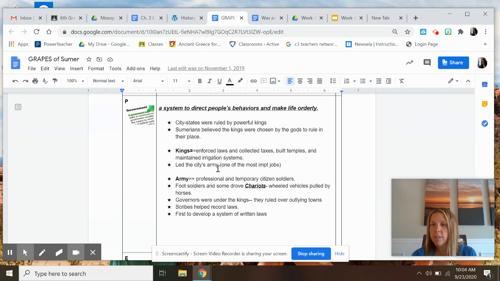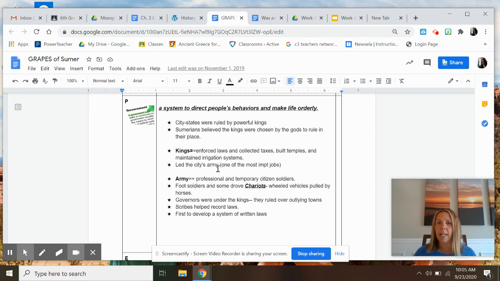The army was under the government, and you had both professional and temporary citizen soldiers. You had foot soldiers, and then you also had some that drove chariots, which are wheeled vehicles pulled by horses. The wheel being an invention of the Sumerians, so that was a technological advance during this time.